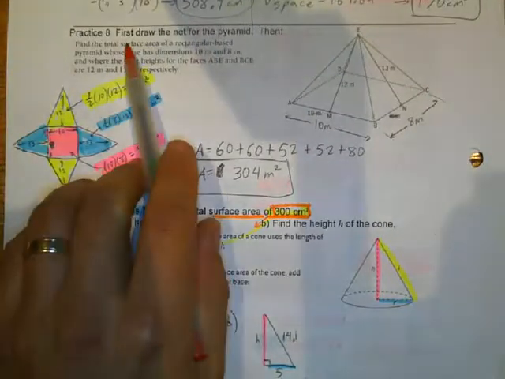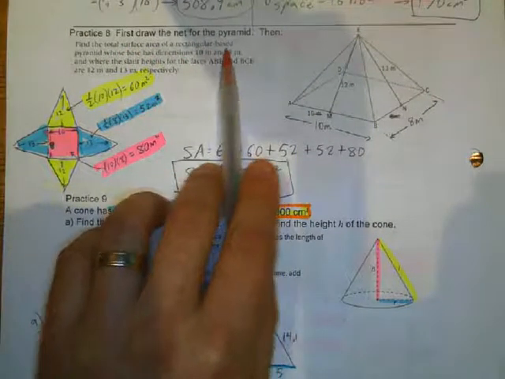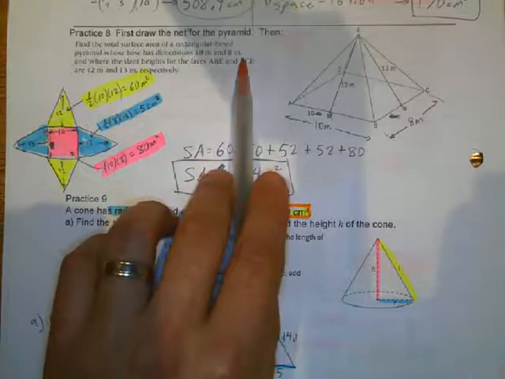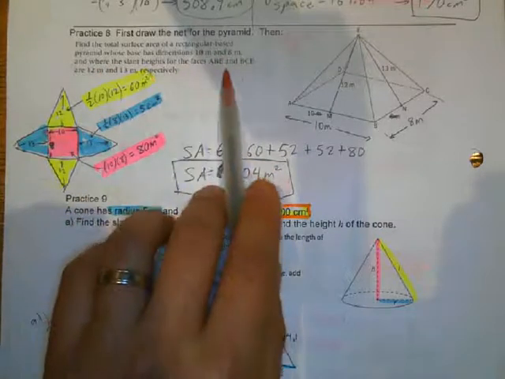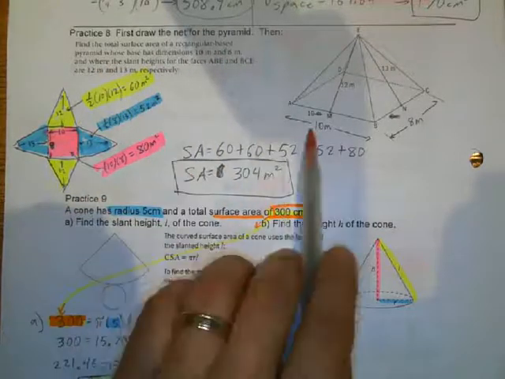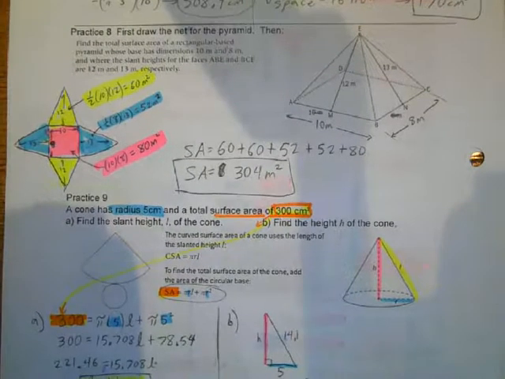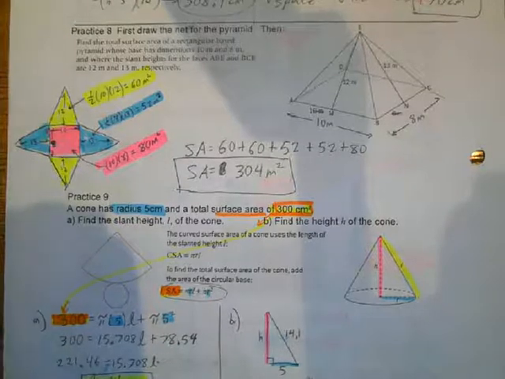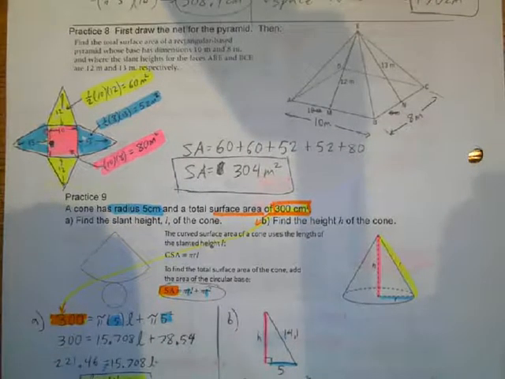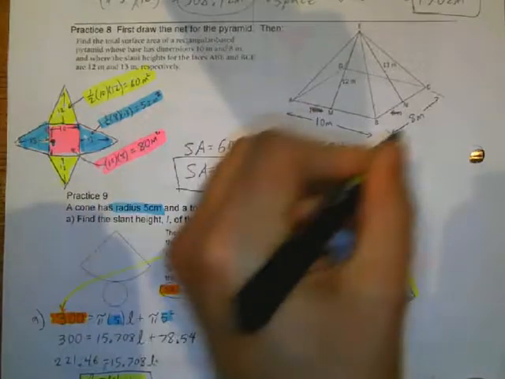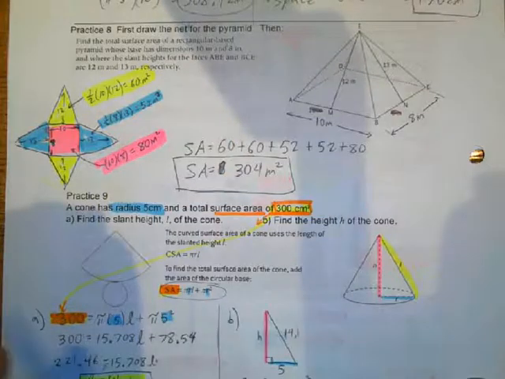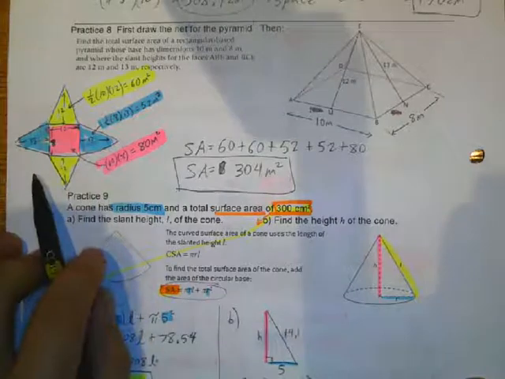Okay, question number 8. Find the total surface area of the rectangular base pyramid whose base has the dimensions 10 by 8 and where the slant heights are 12 and 13 respectively. So this picture was a little bit misleading the way it was drawn, which is why I crossed this 10 meters out and that there, because the 10 meters goes from here to here and 8 goes from there to there. So I drew the net first to help me figure this out.